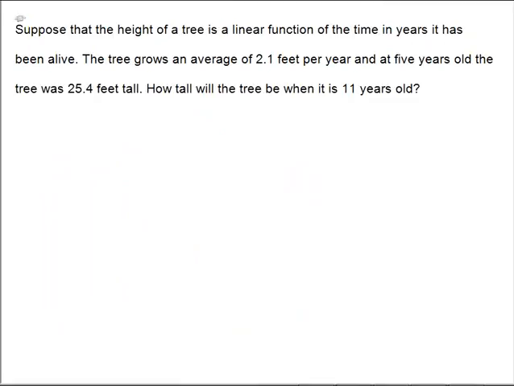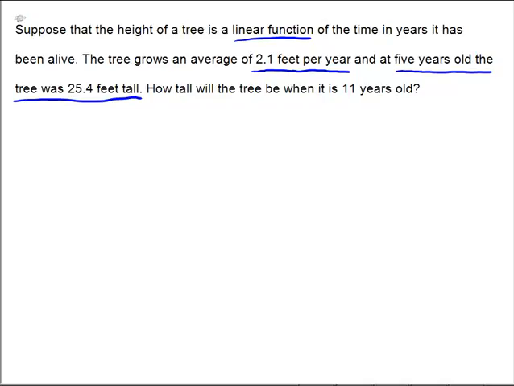Problem that deals with a linear function. So we are given that the height of a tree is a linear function of the time in years it has been alive. We know that the tree grows at an average rate of 2.1 feet per year, so that's a slope there, right? That's how many feet per year it's going up. And we also know that at 5 years old, the tree was 25.4 feet tall. So how tall will the tree be when it is 11 years old?